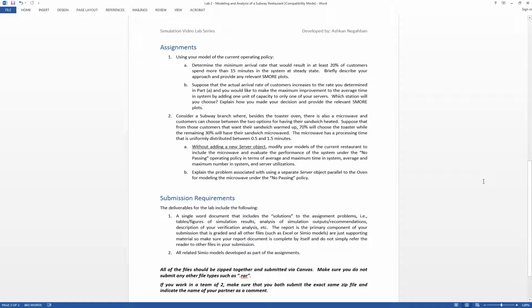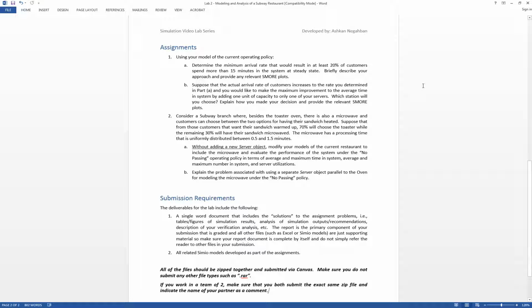So, as for the assignments for this lab, you're supposed to work on two problems that are related to the models that we developed in this lab. In the first problem, you need to determine the minimum arrival rate that would result in at least 20% of your customers spending more than 15 minutes in the system at steady state using the current policy.